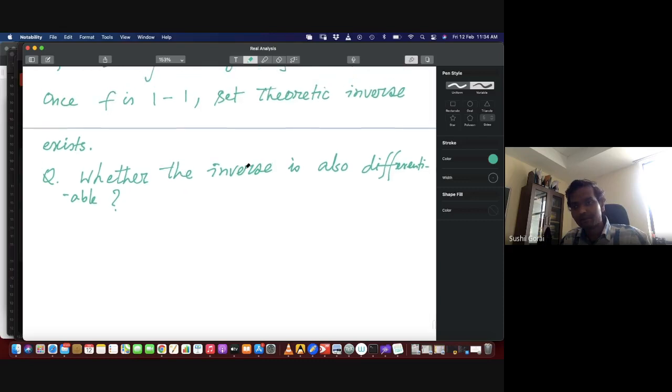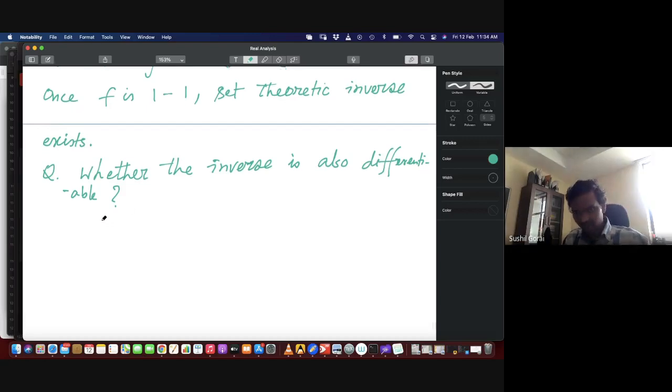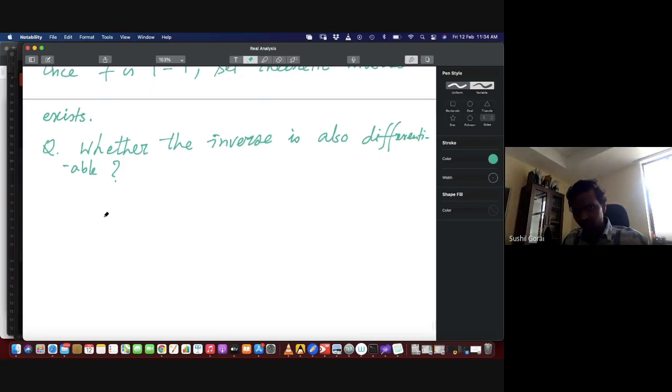Now, to understand the behavior of the function, there is the question of whether the inverse exists, and whether the inverse is also continuous, differentiable, or continuously differentiable. These questions fall under the behavior of the function. We'll come back to this question after we prove the chain rule.